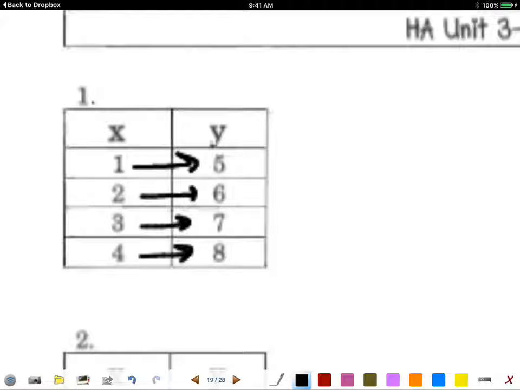Okay. All right, Chance, what do you think? You can add 4. 1 plus 4 would be 5. 2 plus 4 is 6. 3 plus 4 is 7. And 4 plus 4 is 8. Good. So we need to write that as an equation.